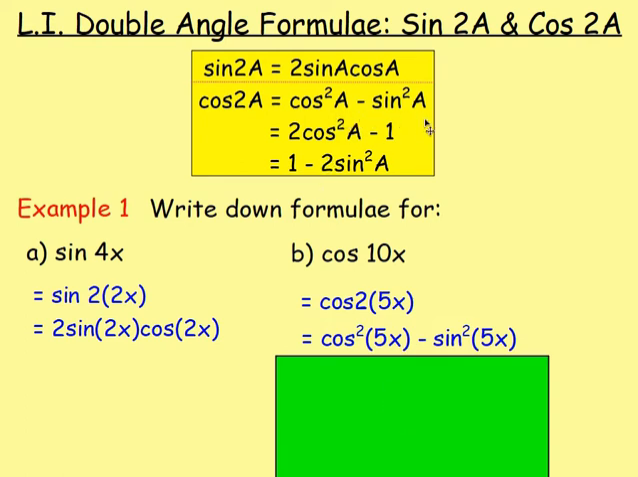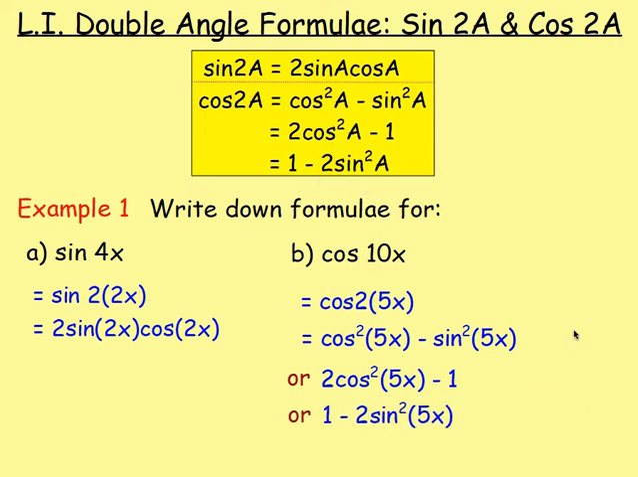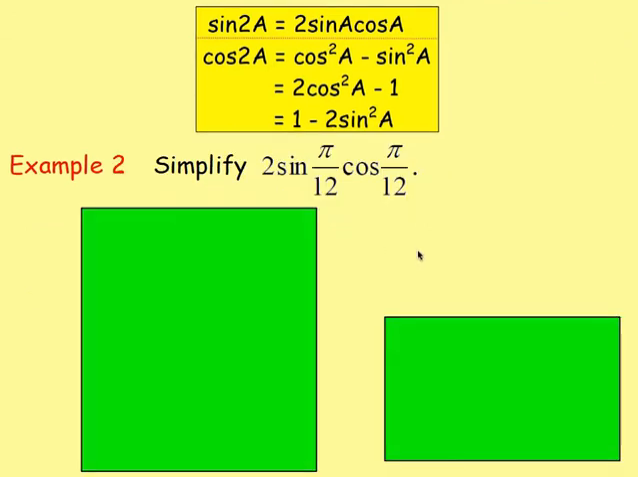Take away sin squared 5x. We could also have used this formula here, again replacing the A with 5x, and we've got 2 cos squared 5x, take away 1. Or you could have used the one at the bottom, so you'd have 1 minus 2 sin squared 5x.